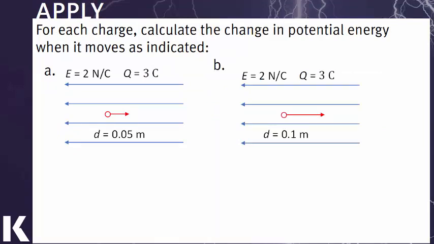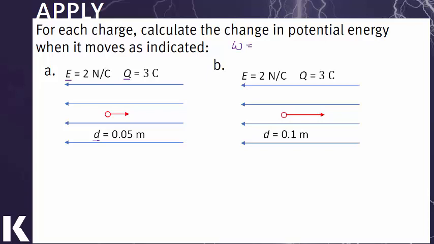So in this question, we need to determine for each of these charges what the change in potential energy will be as it moves as indicated in our diagram. Now remember, we can change the potential energy of a charge by doing work on that charge. Now in this question, we're given the electric field, we're given the charge, and we are given the distance. So the work will be force times distance.